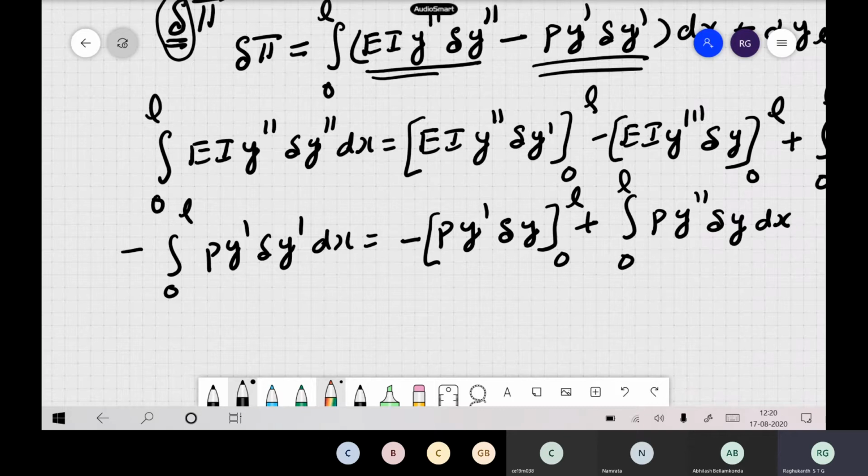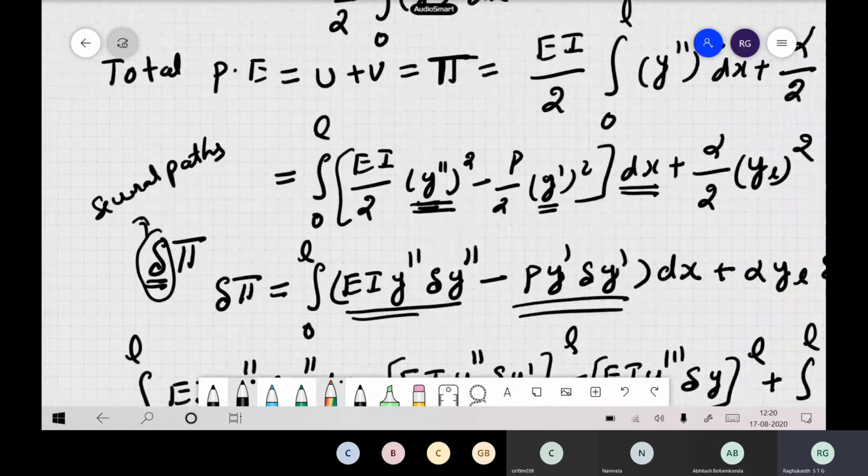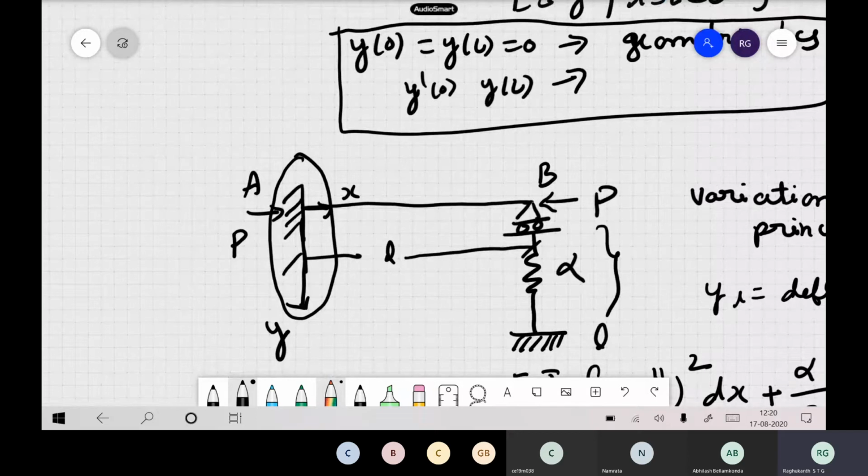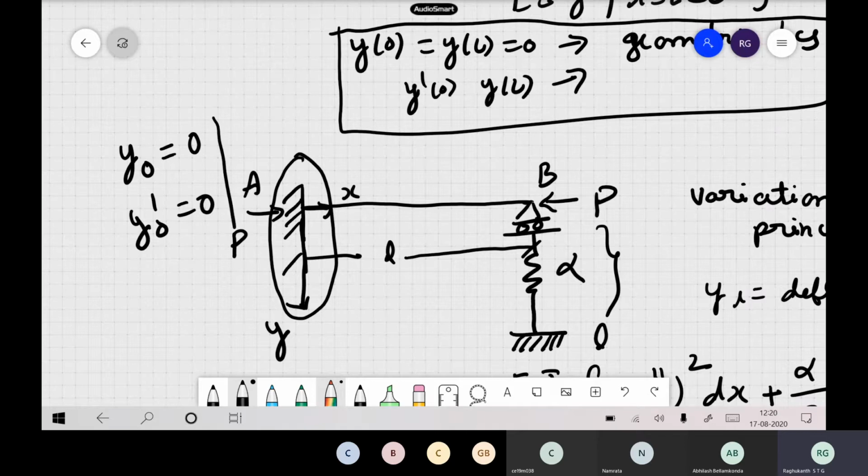Now you have to find out the geometric boundary conditions. If we clearly see in this problem, what are the geometric boundary conditions? Geometric boundary conditions mean you have to write in terms of deflection and slope. At this end, because it is a fixed end, deflection y naught has to be 0. Then slope also has to be 0, which means your variation del y naught has to be 0, and del y naught dash also has to be equal to 0.